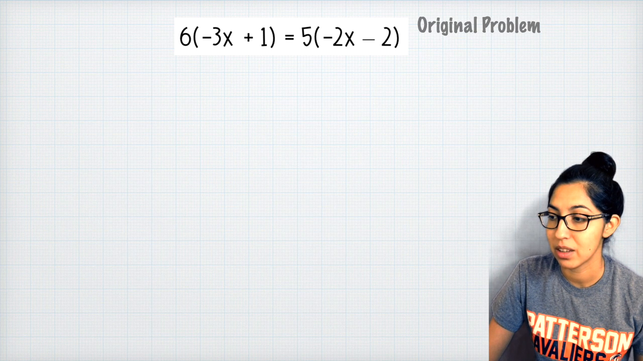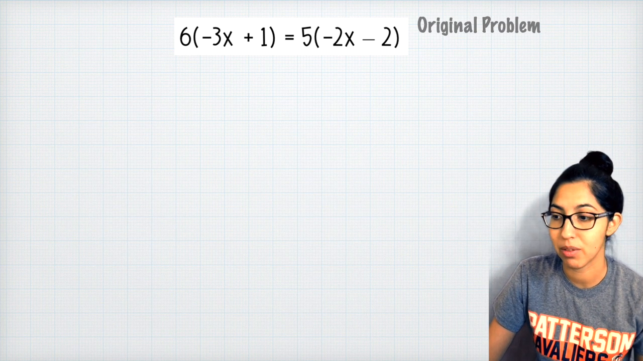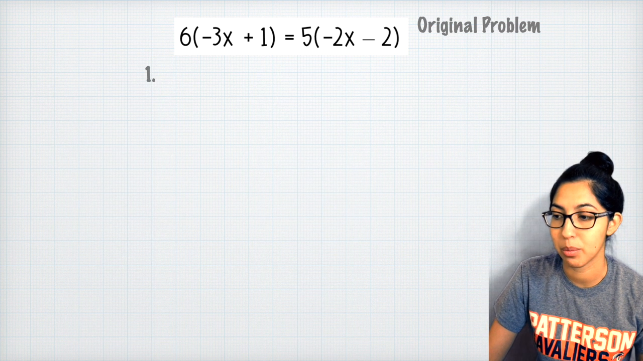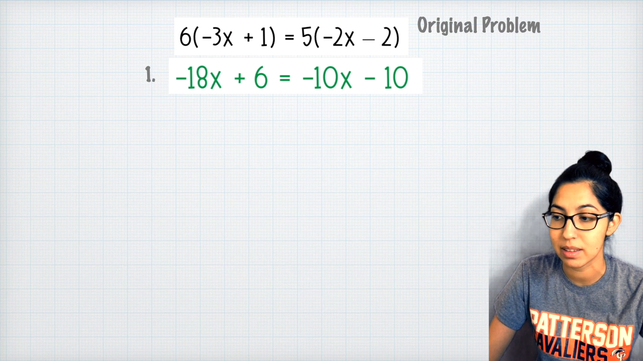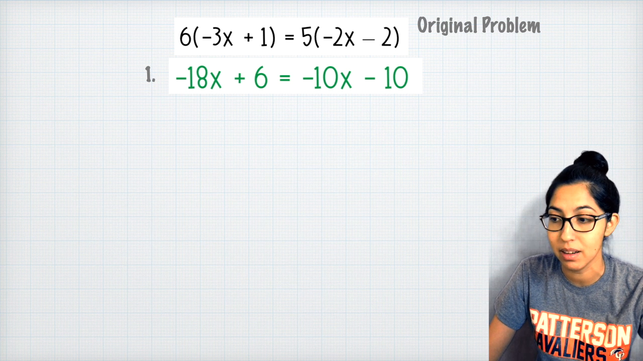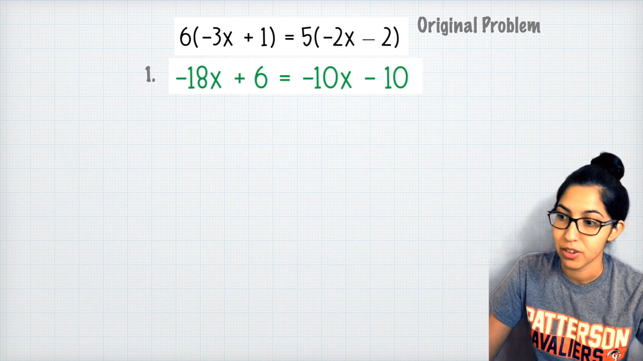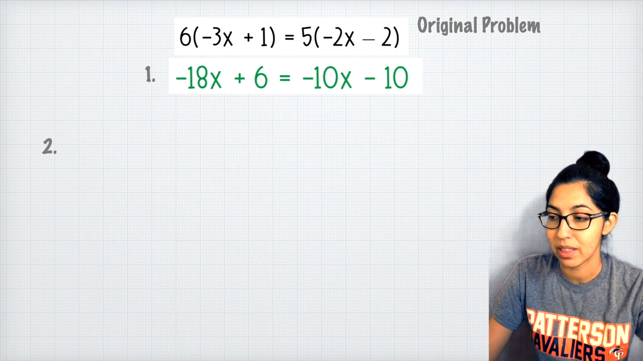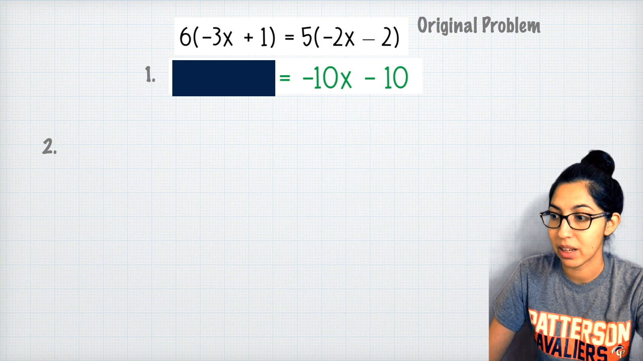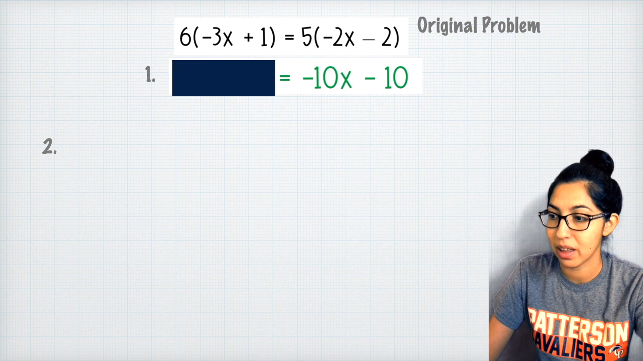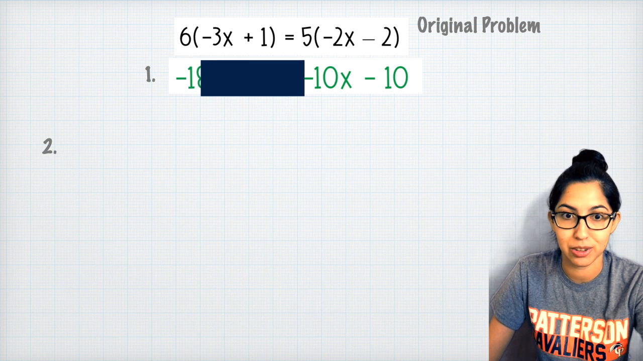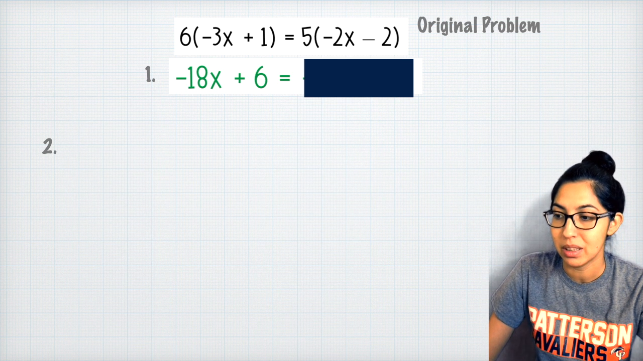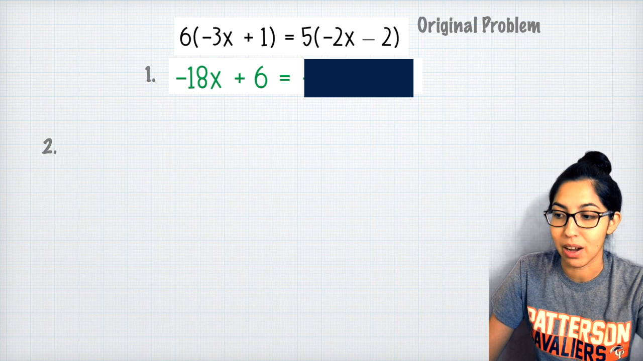So first thing is we are going to distribute, get rid of those parentheses. So once we do that, we end up with negative 18x plus 6 equals negative 10x minus 10. Okay, so then next, step 2, I kind of wrote it off to the side because if I look at this side, there's no like term, so I'm kind of good to go. And then if I look at the other side, again, there's no like term, so step 2 isn't really included in this problem, but I still have to account for it.